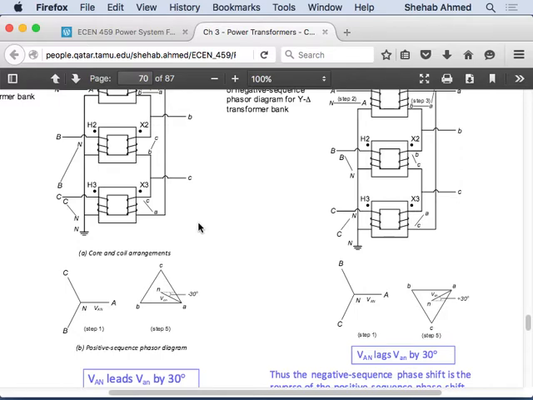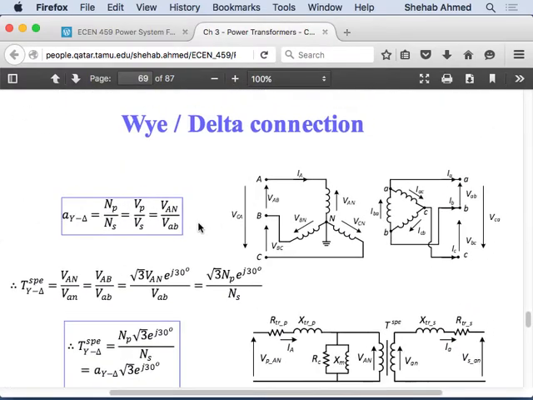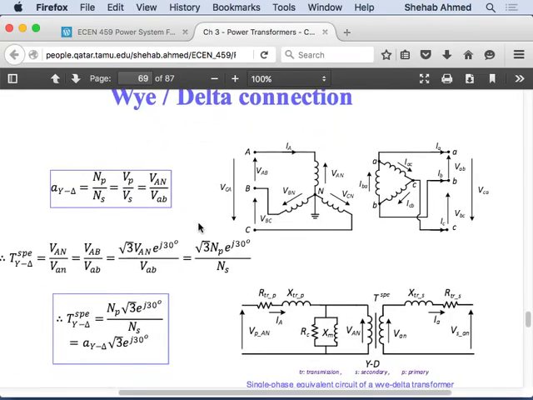I already have a square root of 3 between the star voltage, the phase voltage on the star, and the voltage on the delta side, because it's a line voltage in that case, right? So how do you account for that? So what we will see here is the following. The way they do that.